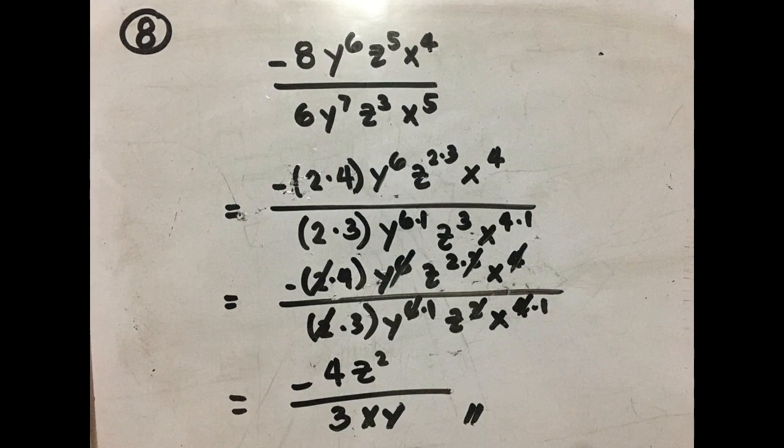So let's just cancel out the same numbers. 2 and 2 cancel out, y^6 and y^6, so we have y^1 left here, z^3 and z^3, so we have z^2 left, x^4 and x^4 cancel out, we have x^1 left. So we will have the final answer of negative 4z^2 over 3xy.